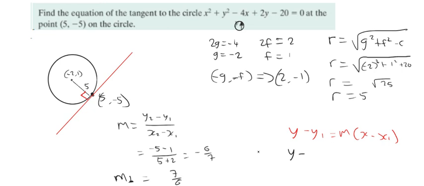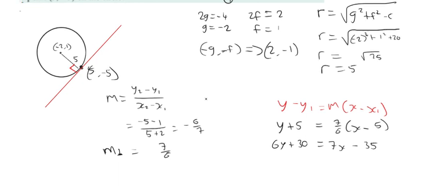So I'm subbing it into this formula. It's y plus 5, because it's minus 5, is equal to 7 over 6 times x minus 5. Multiply everything by 6, so 6y plus 30 is equal to 7x minus 35. I'll bring over the x so we get minus 7x plus 6y is equal to minus 5. And that's the equation then of the tangent.